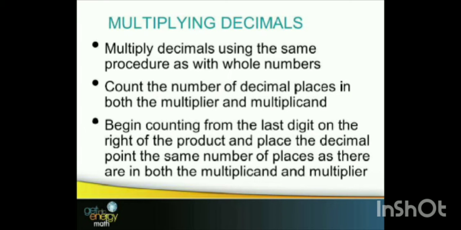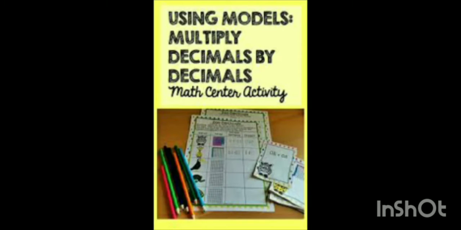Multiplying decimals. Multiply decimals using the same procedure as with whole numbers. Count the number of decimal places in both the multiplier and multiplicand. Begin counting from the last digit on the right of the product and place the decimal point the same number of places as there are both in the multiplicand and multiplier. By the end of this video, students will be able to multiply using models, multiply decimals by decimals.